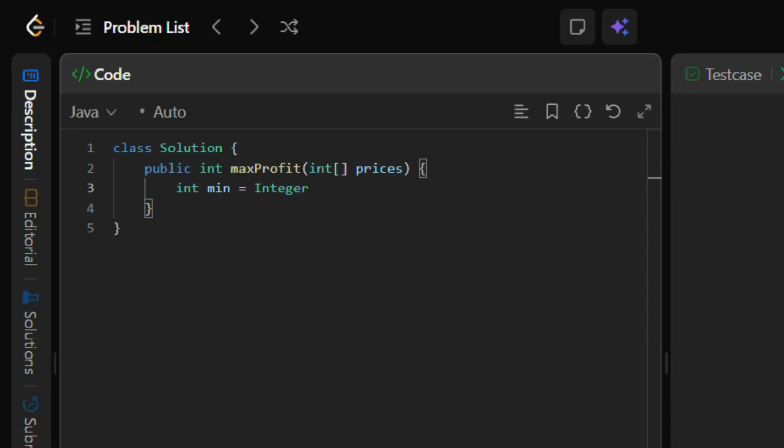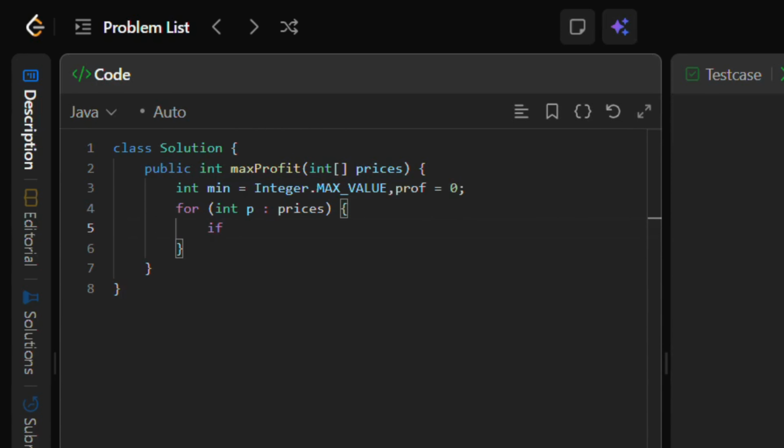Min starts at the largest possible integer, so the very first price will immediately replace it. Profit starts at 0 and will store the highest profit we have seen so far. From there, we loop through each price p in the list. Since we visit each price once, this step runs in O(n) time.